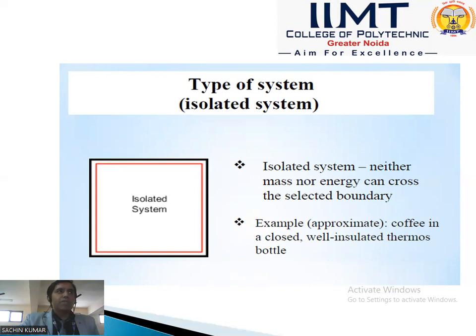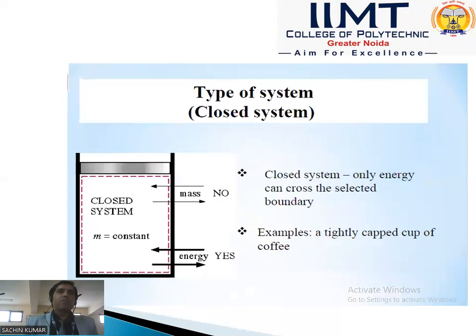Isolated means neither mass nor energy is transferred between system and surrounding. मतलब system और surrounding के बीच में किसी भी तरह का mass और energy का transfer नहीं होता. That is called the isolated system. After the isolated system, we define the closed system.